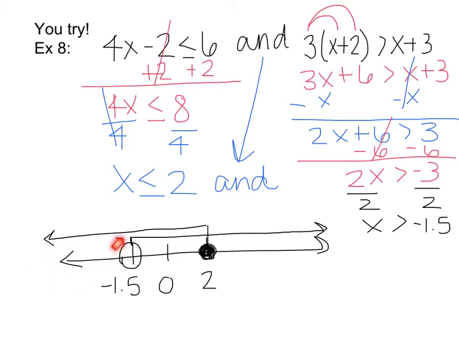Now, in this region, are both inequalities true? Nope, just one. In the middle region, are both inequalities true? Yes, they are. And then on the right-hand side, are both inequalities true? Nope, just one. So you would just shade in between negative 1.5 and positive 2.